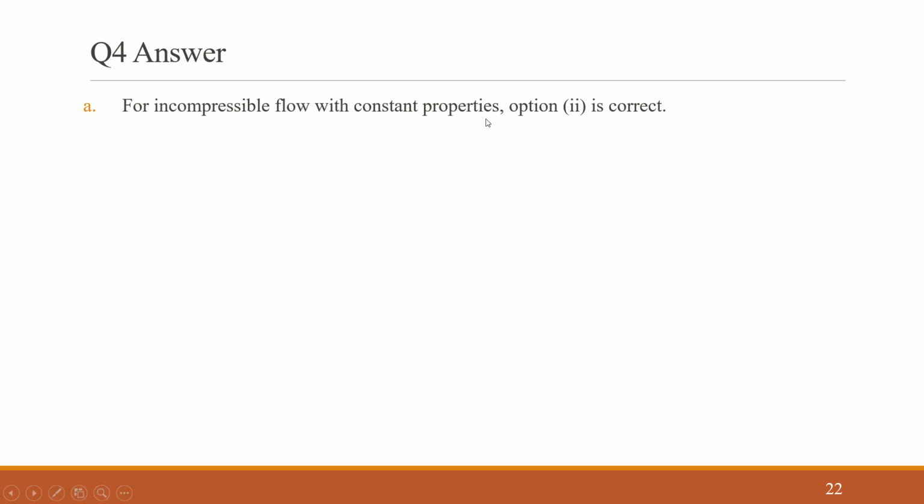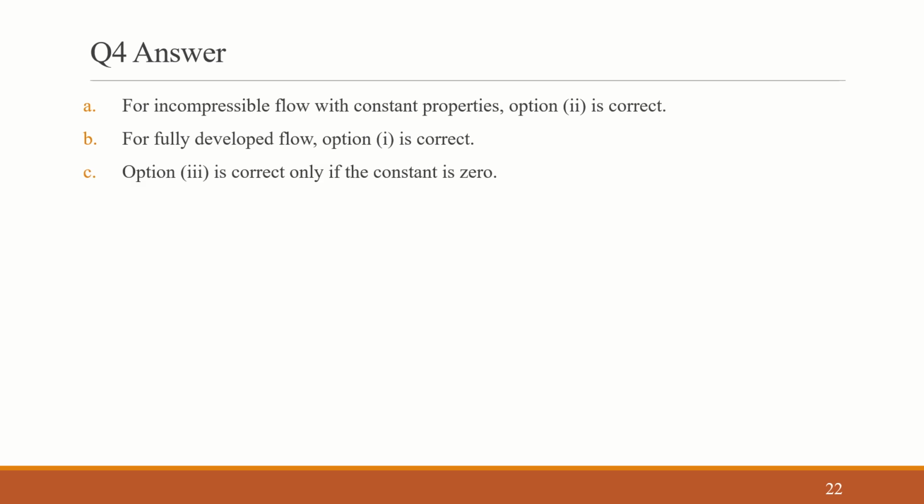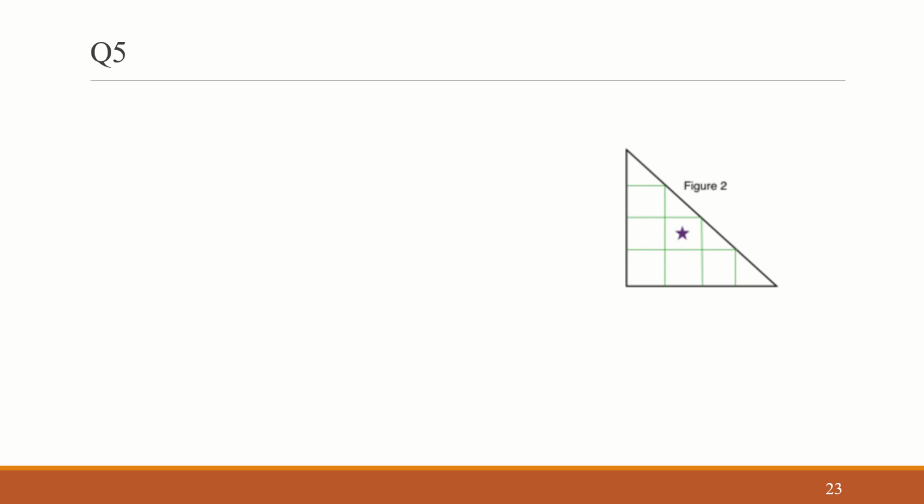For incompressible flow with constant properties, option 2 is correct, del dot U equal to 0. And for fully developed flow, option 1 is correct. And option 3 is correct only if that constant is 0. So del dot delta P equal to constant was option 3, but del dot delta P equal to 0 is the thing. So if constant is 0, that is correct, but it was not given as 0. So option 3 is wrong. So only option 1 and 2 are right. So option B is the right answer. Now we'll go to question 5.